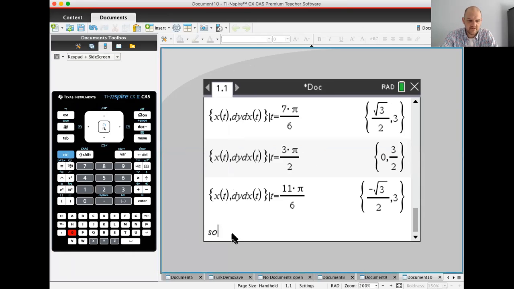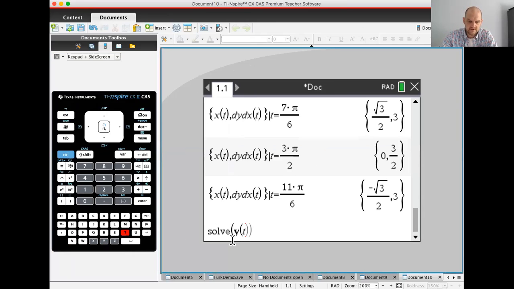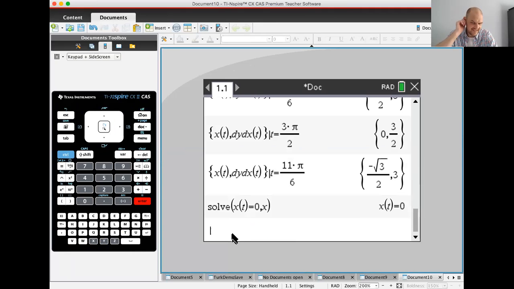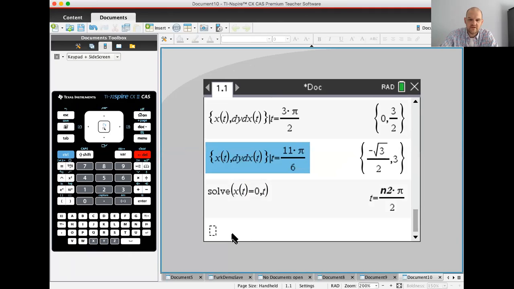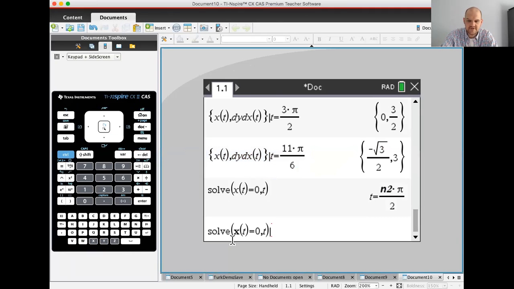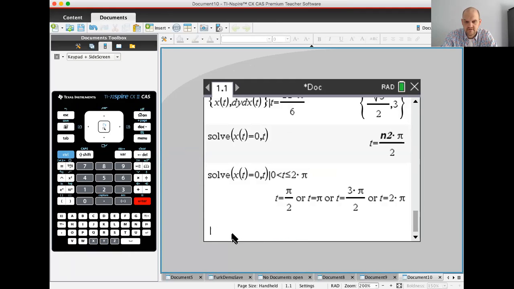So I need to solve y of t, x of t equals 0 for t. I need to limit that between 0 and 2 pi. Actually, I should have included, well, it didn't matter. What do I do here? Sure. Okay, so 2 pi is included. Oh, good. There's not that many.